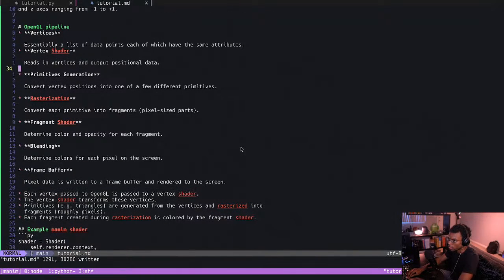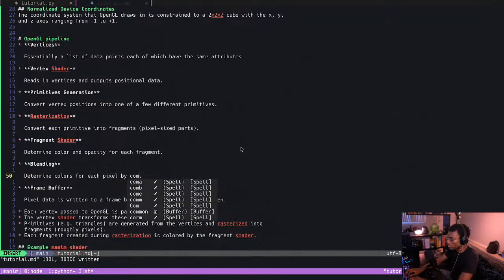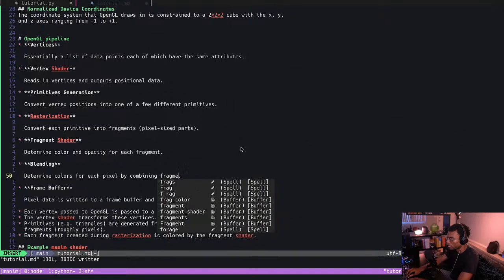The vertex shader transforms. It reads in vertices and outputs positional data. So that's true. Convert vertex positions into one of a few different primitives. True. Convert each primitive into fragments or pixel shapes, parts. Determine color and opacity for each fragment. Determine colors for each pixel. Why would I say on the screen? For each pixel by combining fragments.